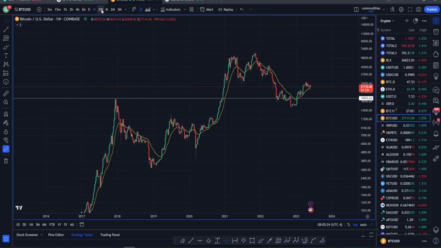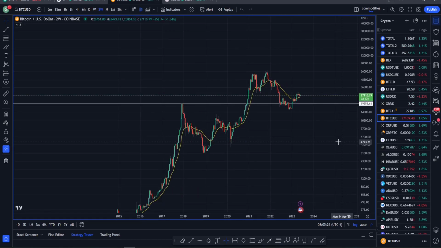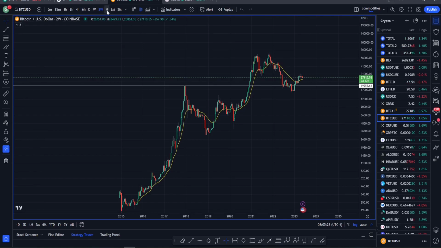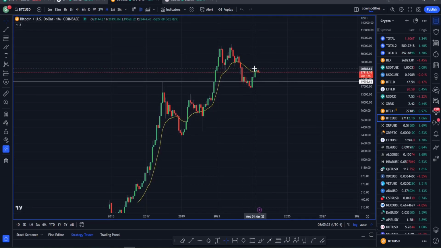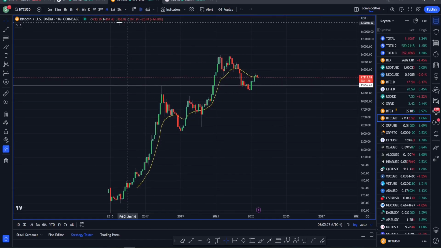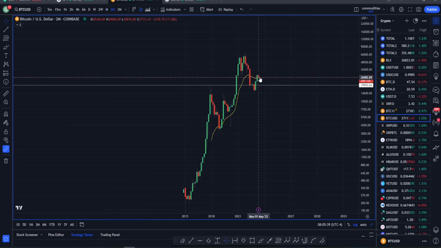We can zoom out a little bit here. We can look at the 2-week chart. As you can see, looking strong here above that 20 EMA. Looking at the monthly chart, as you can see, sitting right there below it after poking above it in April. So we would like to see that get back above that level. Looking at the 2-month chart here, as you can see, holding that level.